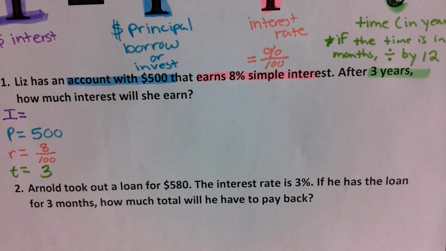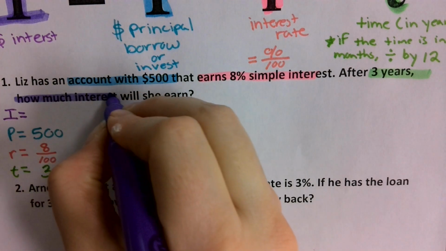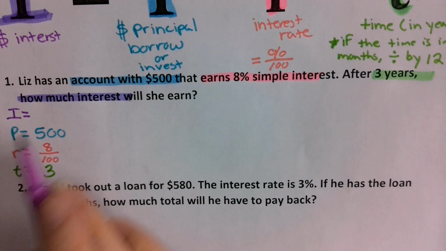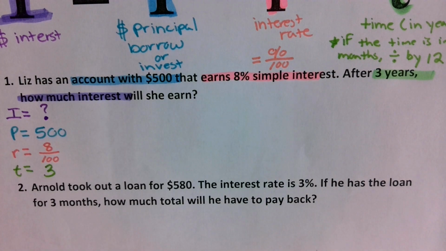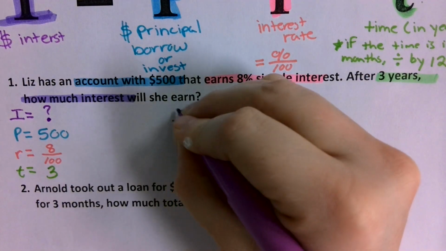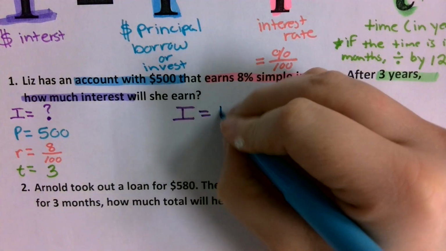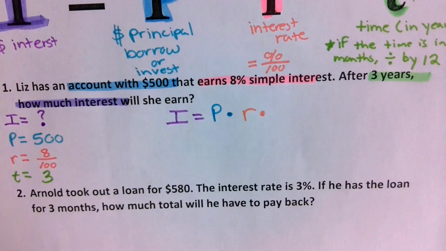Now the question is asking how much interest will she earn? It only wants to know the amount of interest that she's going to earn, which means we're just solving for I. So remember, our formula is I equals the principal times the rate times the time.